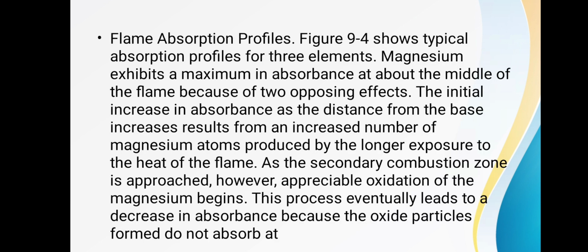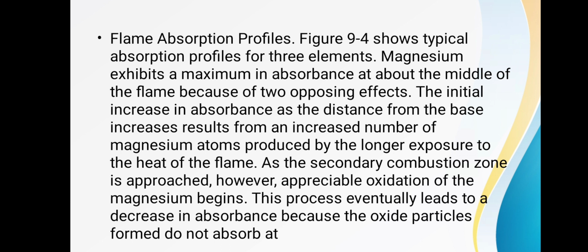Flame absorption profiles. The figure shows typical absorption profiles for three elements. Magnesium exhibits a maximum in absorbance at about the middle of the flame because of two opposing effects. The initial increase in absorbance as the distance from the base increases results from an increased number of magnesium atoms produced by the longer exposure to the heat of the flame.